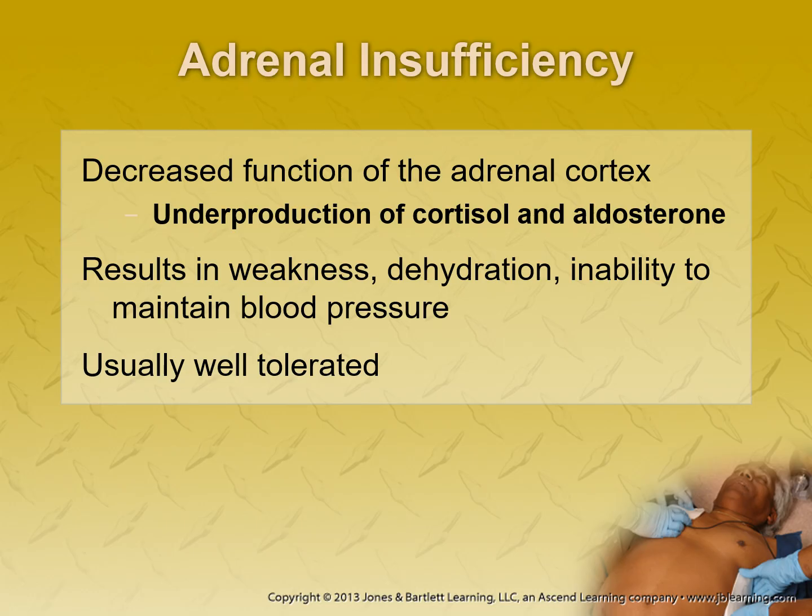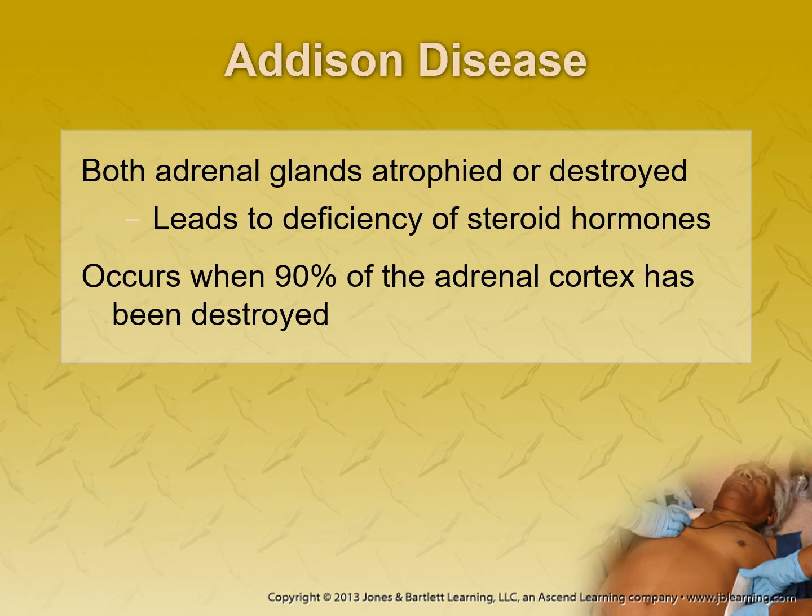So adrenal insufficiency and Addison's go together. For some reason, you're not producing enough cortisol and aldosterone. And so it's going to cause you to have some dehydration problems, an inability to maintain your blood pressure because you need all those electrolytes where they need to be, and you need to have fluid in your container. If someone just has adrenal insufficiency, it is fairly well tolerated and somewhat easy to treat. Addison's disease is maybe the end of that.